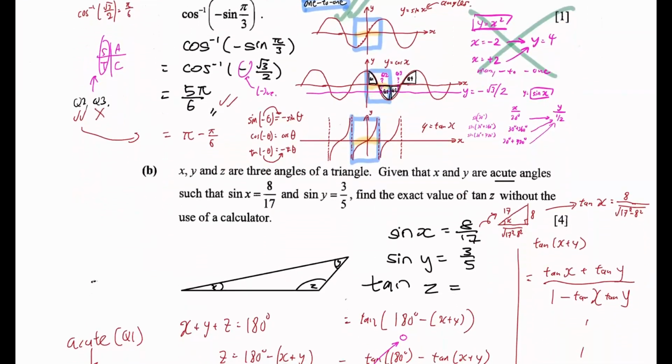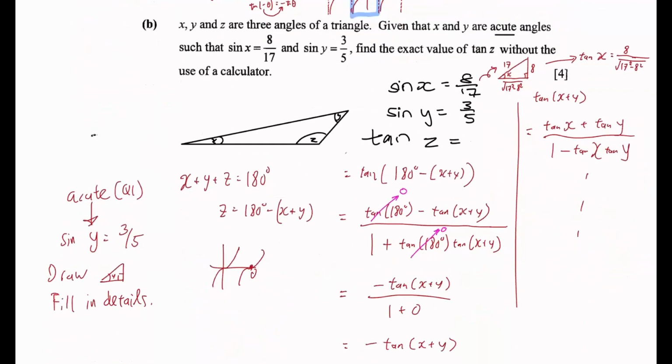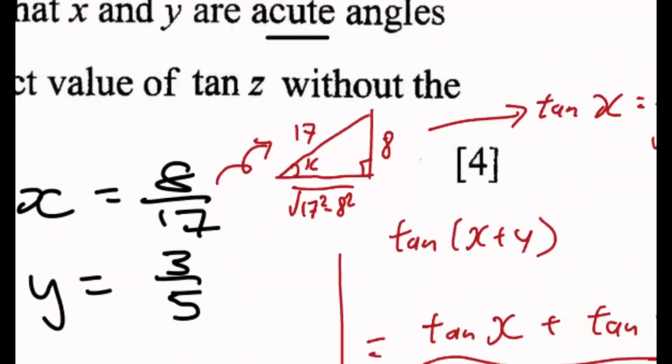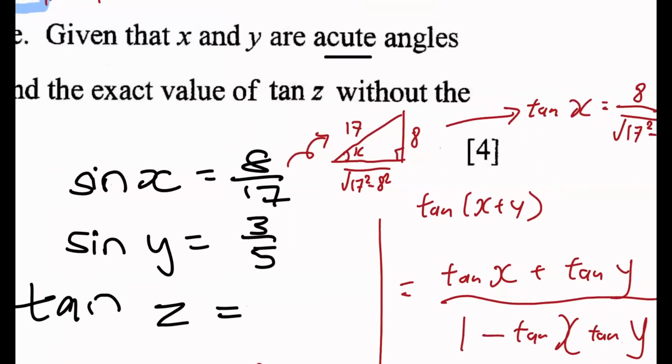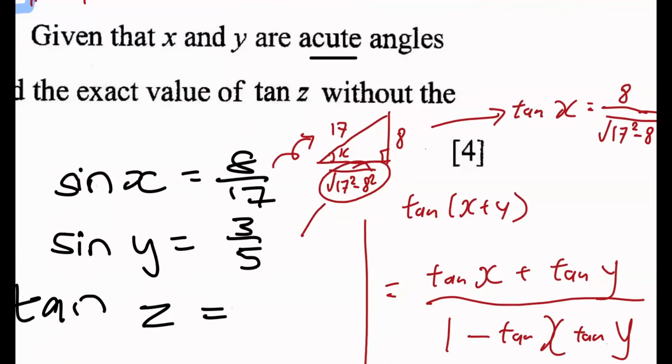The intuition. And over here, part B is totally irrelevant to part A already. X, Y, and Z are three angles of a triangle. Good diagram. Given that X and Y are acute angles, such that sin X equals 8/17 and sin Y equals 3/5, find the exact value of tangent Z without the use of a calculator. So first thing you need to remember is draw the right angle triangle. Remember this kind of diagram? Sin X equals 8/17, draw a right angle triangle. Then you can find the remaining length using Pythagoras theorem.